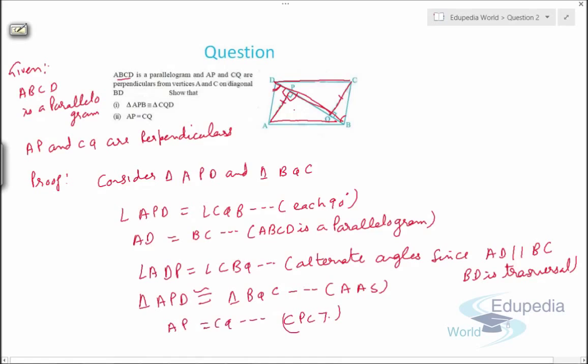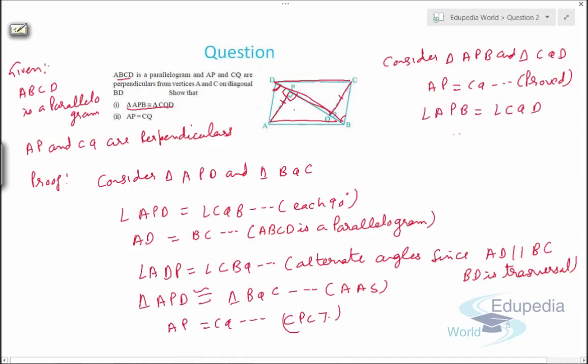Now let's discuss how we can prove these two triangles are congruent. Let's write, consider triangle APB and triangle CQD. In these triangles, AP equals CQ, which we have proved, and angle APB equals angle CQD, each 90 degrees, and then we can say AB equals CD.